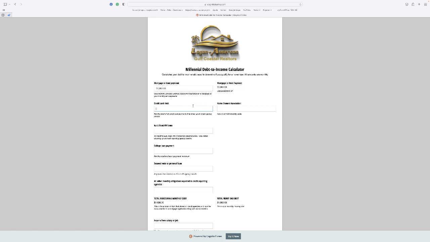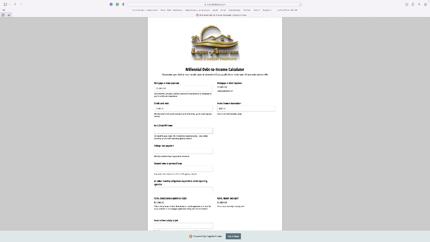You can either tab down or click down and you'll see the credit card debt. Add up all your credit cards, write it down on a piece of paper, for example, Visa, MasterCard, those kinds of things. Whatever that total comes to, we're going to put $100 in here just to fill something in the block. You won't do that, of course, unless you have something to put in there. Homeowners Association, if that applies to you, put something in there. Let's put in $60 a month.